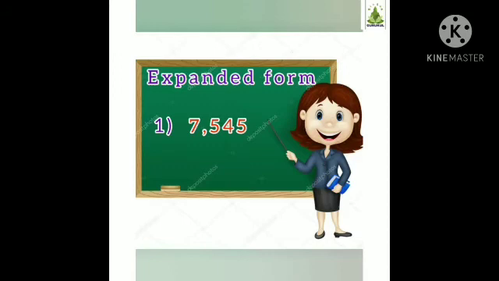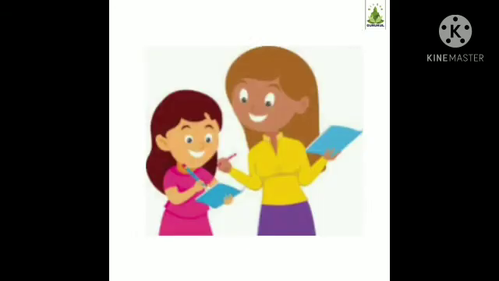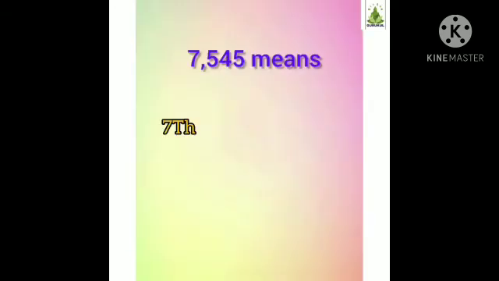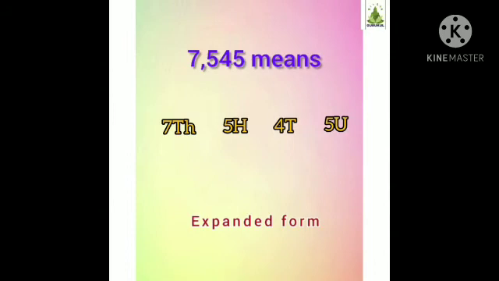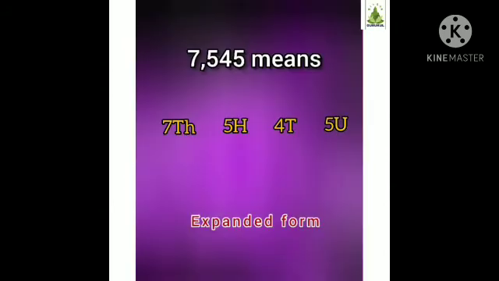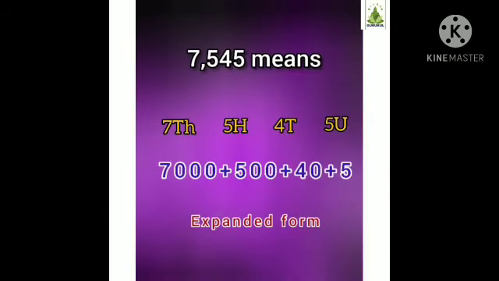7545. Mary, read this number according to places from 1,000 place. Yes, teacher. 7,000s, 500s, 4 tens, and 5 units. Now write this number in horizontal addition method. Very good. This way we have to write expanded form of the numbers.